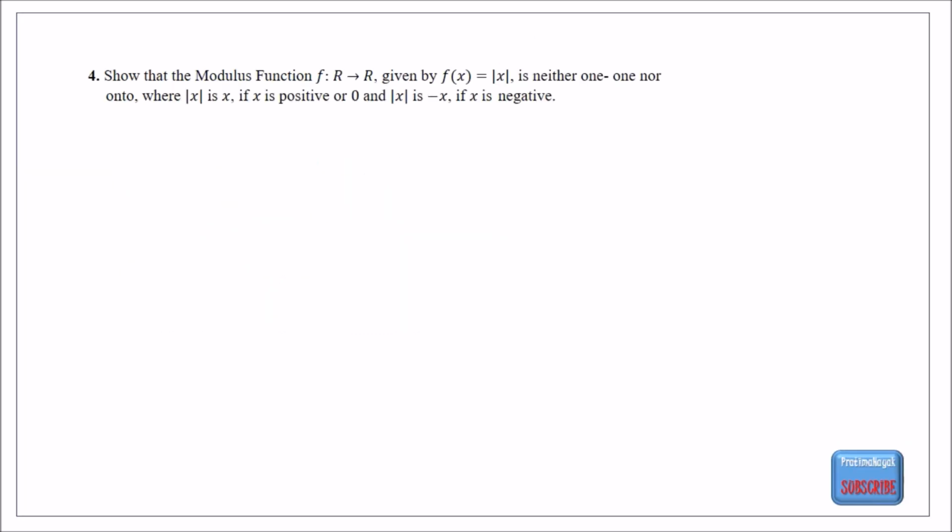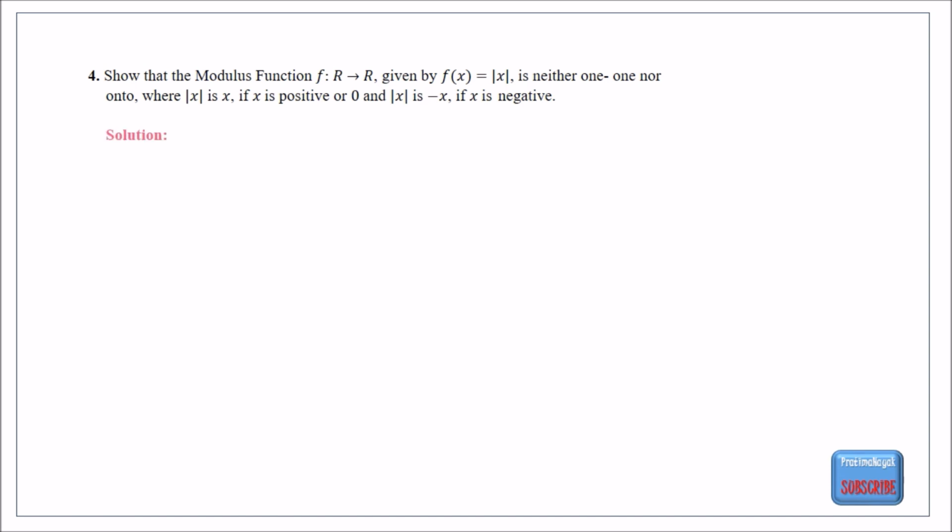So this is exercise 1.2, question number 4. Show that the modulus function f defined from R to R, given by f of x is equal to modulus x, is neither one-one nor onto, where the modulus function is equal to x if x is positive, it is 0 when x is equal to 0, and it is minus x when x is negative.